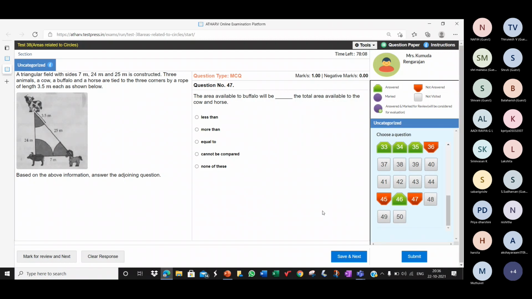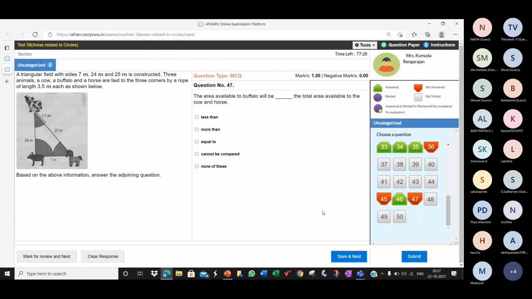The buffalo alone will graze the sector which has a sector angle of 90 degrees. Cow and horse together will have a sector angle of 90 degrees. When the sector angle is the same, the area of the sector will be the same, right? Equal, ma'am. Yes, that's what it is. But do you all agree with that? Yes, ma'am.